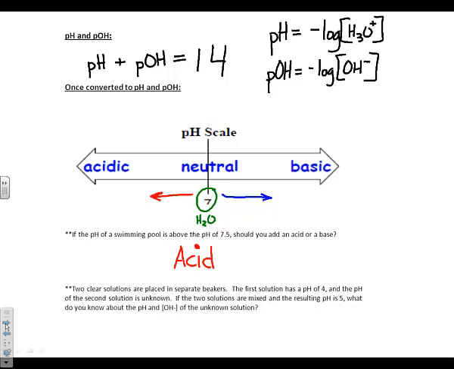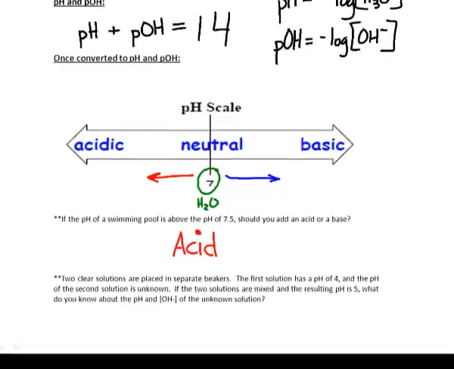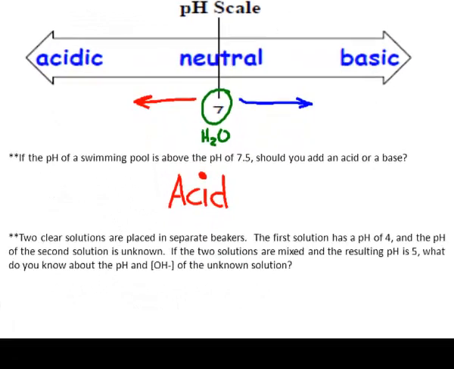Okay. All right, so if we go back down to this last question and think about it: two clear solutions are placed in separate beakers. The first solution has a pH of 4, and the pH of the second solution is unknown. If the two solutions are mixed, and the resulting pH, so the final pH, is 5, what do you know about the pH and the hydroxide concentration of the unknown solution?